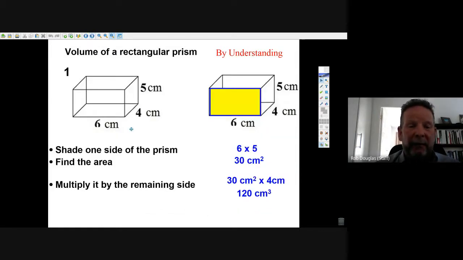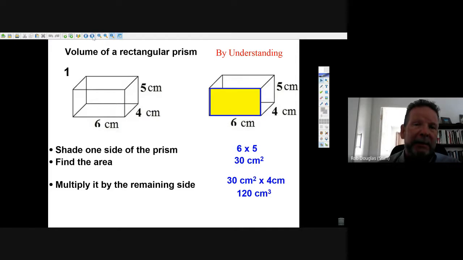In fact, the very first question, I've got a worksheet that we're going to do now. I want you to think about finding the area of one side, like say the front or the back. Well, it's 6 by 5. The front or back is 6 by 5. The area of this yellow shaded area is 30 square centimeters. And it's 4 centimeters deep. So you multiply it by 4, 30 by 4, that means it's 120 cubic centimeters.